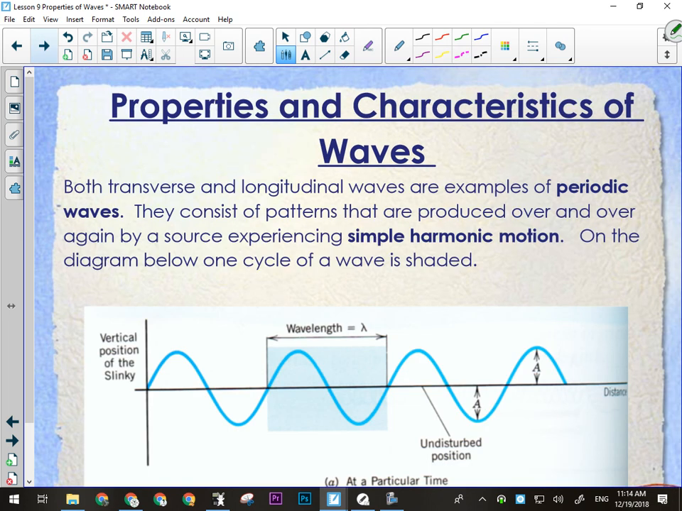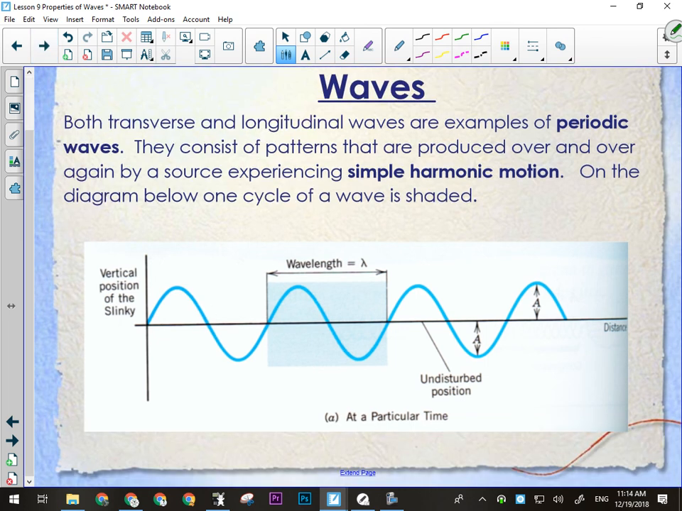Okay, so both transverse and longitudinal waves are periodic waves. That is, they have a period, a frequency, all of that kind of stuff, because they come from a source that is experiencing simple harmonic motion, right? So the source is vibrating back and forth, or oscillating back and forth, causing the waves to happen. So we'd see something like this.